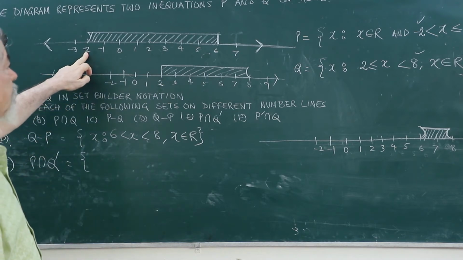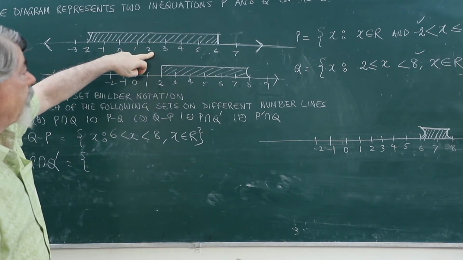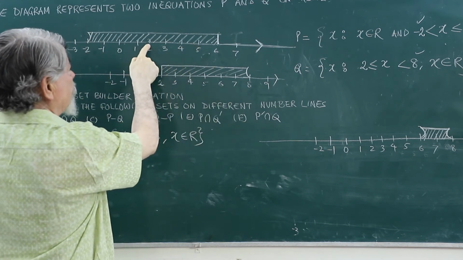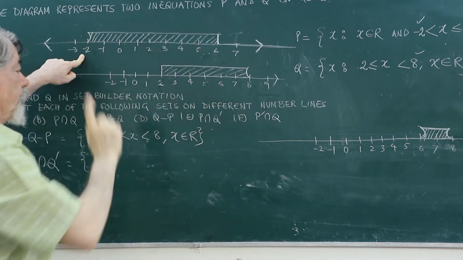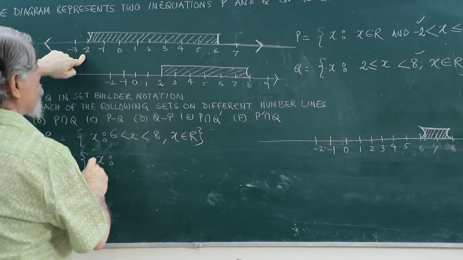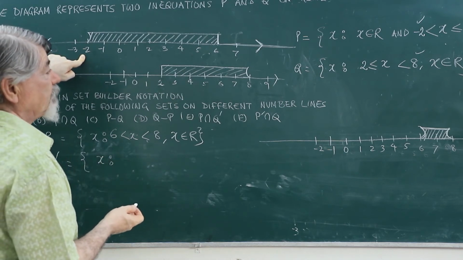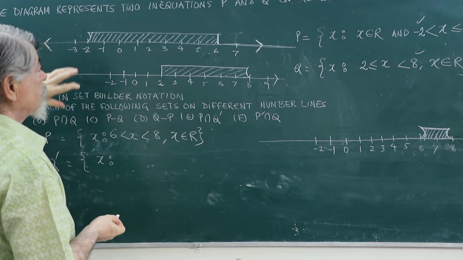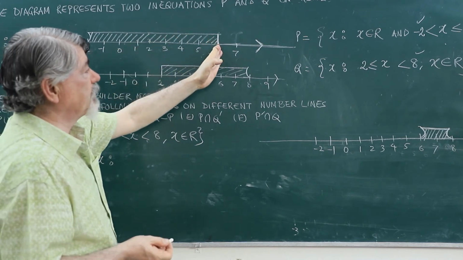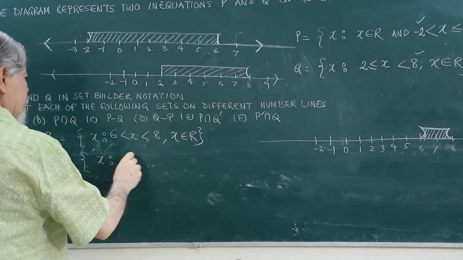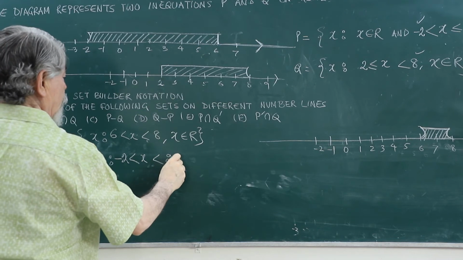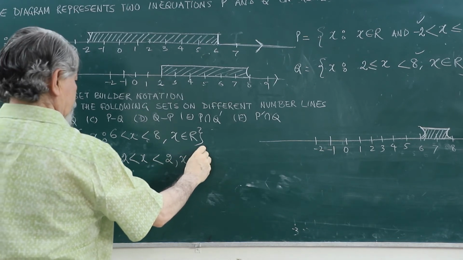So P is from -2 to 6. All these elements, 2, 3, 4, 5, 6, up to 6, are there. So let us remove them from here, and we are left with -2 to 2. The intersection will be -2 to 2. Only those elements will be there, because in the intersection we are talking about, this set goes up to 6, so I cannot go beyond that. So x is greater than -2 and x is less than 2, x belongs to the set of real numbers.